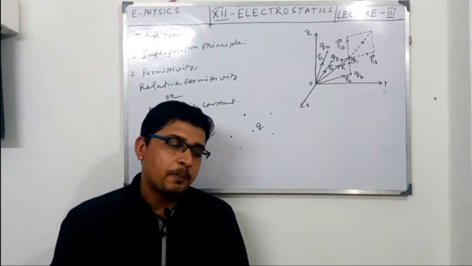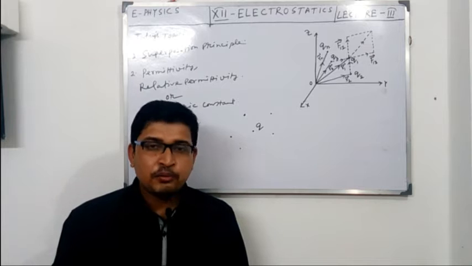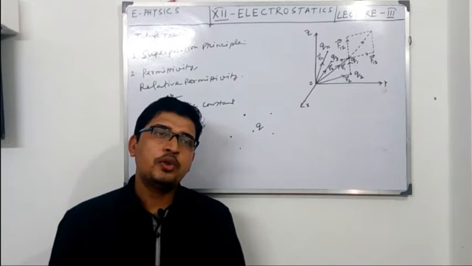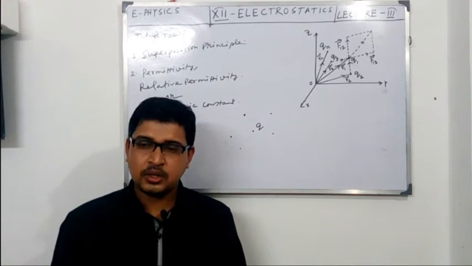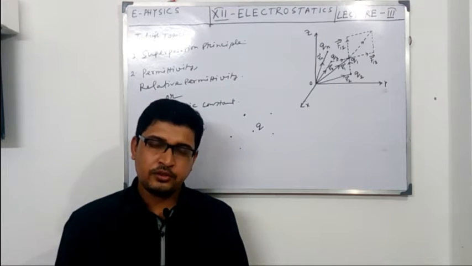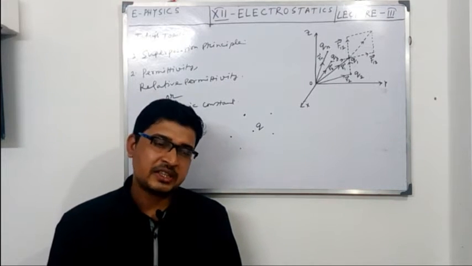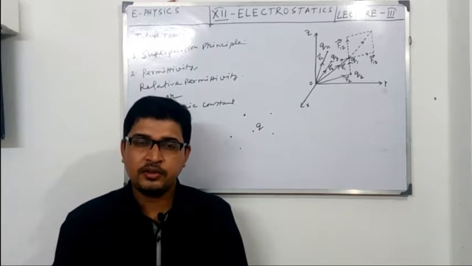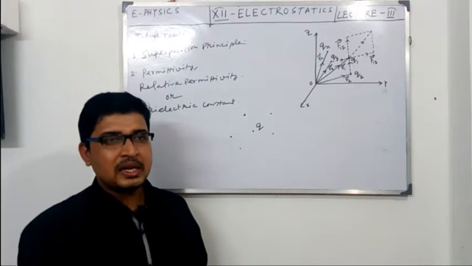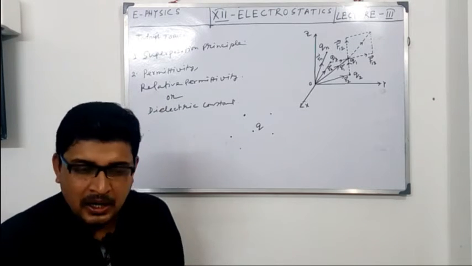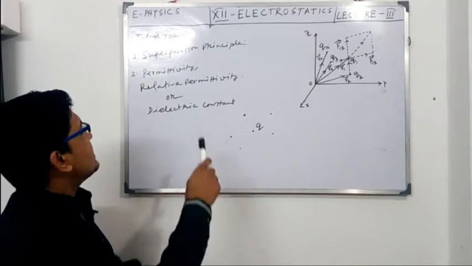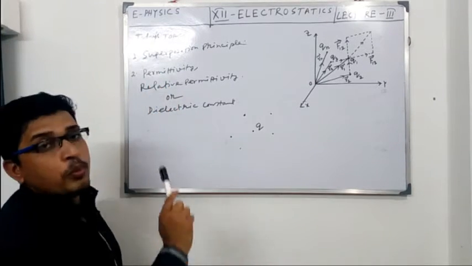Okay. So in our previous class, that means in lecture number 2, we had discussed Coulomb's law, the vector form of Coulomb's law, and we discussed units of charge. So that was the previous class, and today's class is related to Coulomb's law. Today we shall discuss these 2 points.